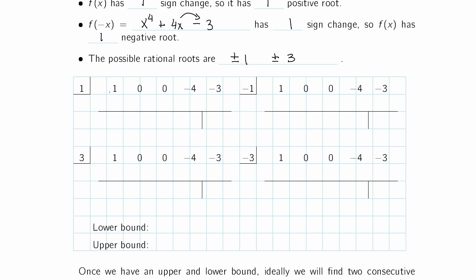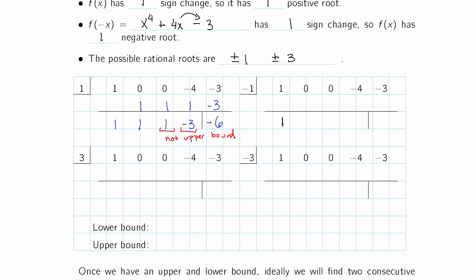So let's do that. Bring down the 1, times 1 is 1, plus 0 is 1, times 1 is 1, plus 0 is 1, times 1 is 1, minus 4 is negative 3, times 1 is negative 3, minus 3 is negative 6. Not 0, and because we have a positive number and a negative number here, this is not an upper bound. Now we'll try negative 1.